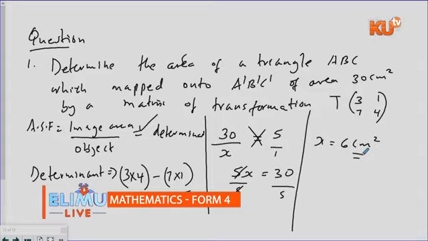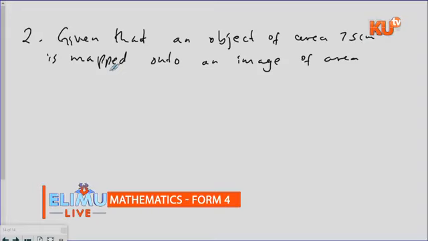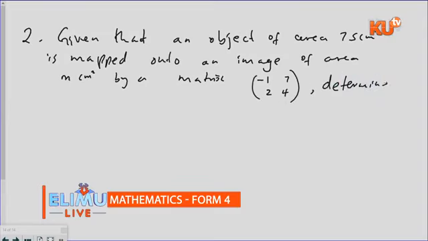We can do one last example. Number 2: given that an object of area 75 centimeters squared is mapped onto an image of area m centimeters squared by the matrix -1, 7, 2, 4. Determine the value of m.